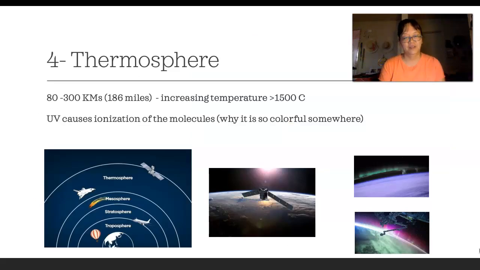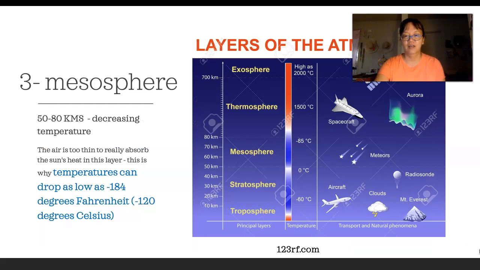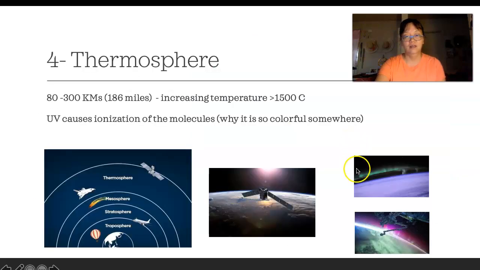And the thermosphere, if we check out this slide here, the temperature increases a lot. Here you can see the space aircraft sit in this layer, and you see those bright colors. It's because the UV causes ionization of the molecules, and also because of this high temperature. It could be above 1500 degrees Celsius. So it is a very, very hot layer.